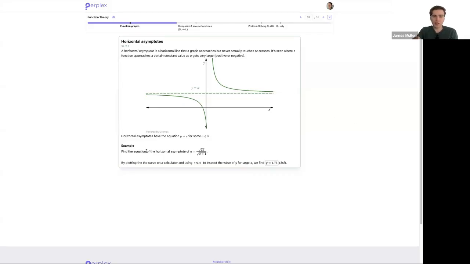This example asks me to find the equation of the horizontal asymptote of y is equal to √3x divided by root of x plus 1. This is a calculator question because it's not a rational function that you can find the asymptotes of by hand, but we will talk about that this week. So all you have to do is plot this on your calculator, and use the trace feature to inspect what value the function approaches as x goes to infinity or to negative infinity. So you just pan to the right or to the left.